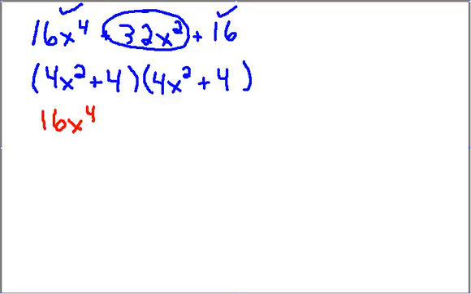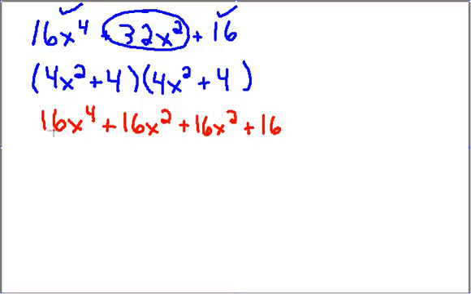Then what we're going to do is take our 4x squared times our plus 4. That's going to be 16x squared. We now come to our second term in our first polynomial here. We now multiply that, distribute it through, multiply it by the 4x squared. That's going to be another 16x squared. And then we're going to take this 4 times this 4, which is going to be a plus 16.